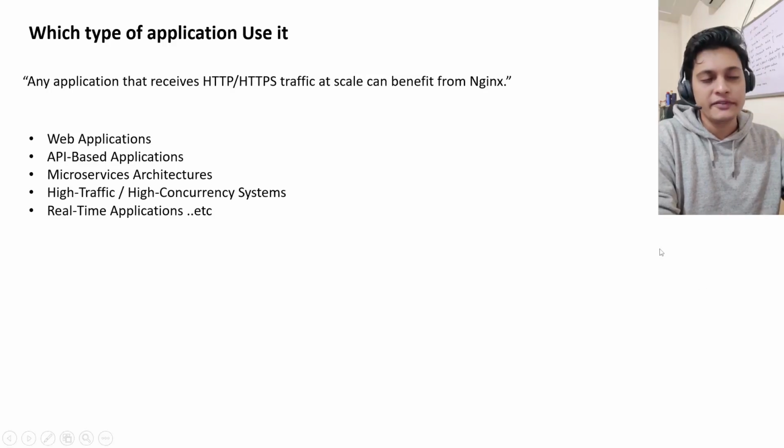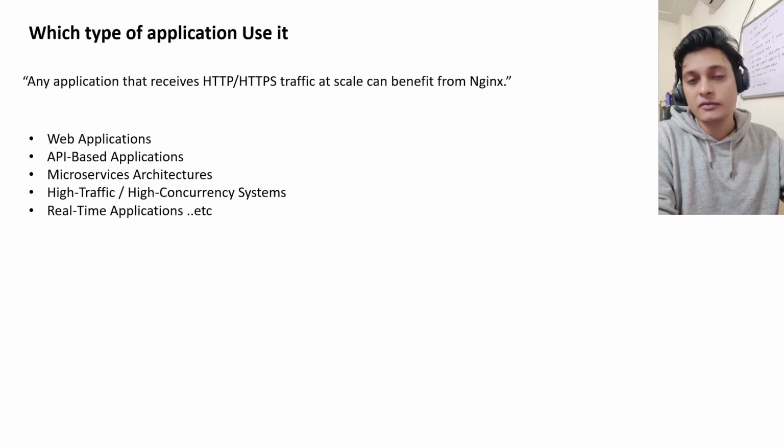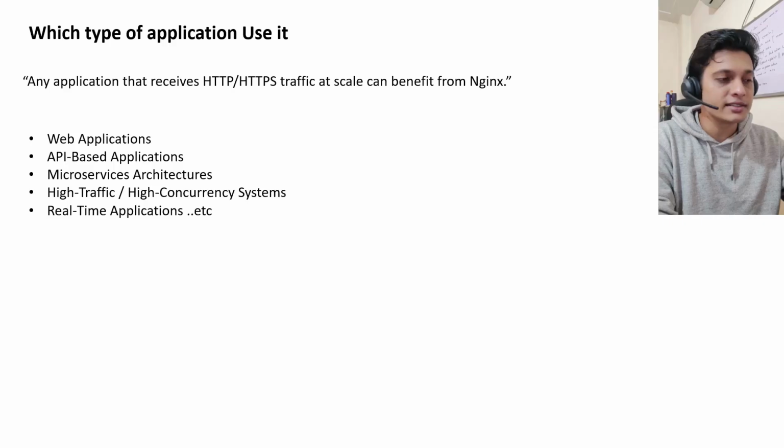In a very simple way, if I say, any application that receives HTTP, HTTPS traffic at scale can benefit from Nginx. So any application which you are accessing over HTTP or HTTPS can use Nginx. See how large the market is for Nginx. The web applications, like all the SaaS applications, your Amazon.com, your e-commerce websites, they all are using Nginx. API based applications, where they are just selling the APIs to the user, are also using Nginx. The microservice architectures, like the services created on Kubernetes, are also using Nginx.